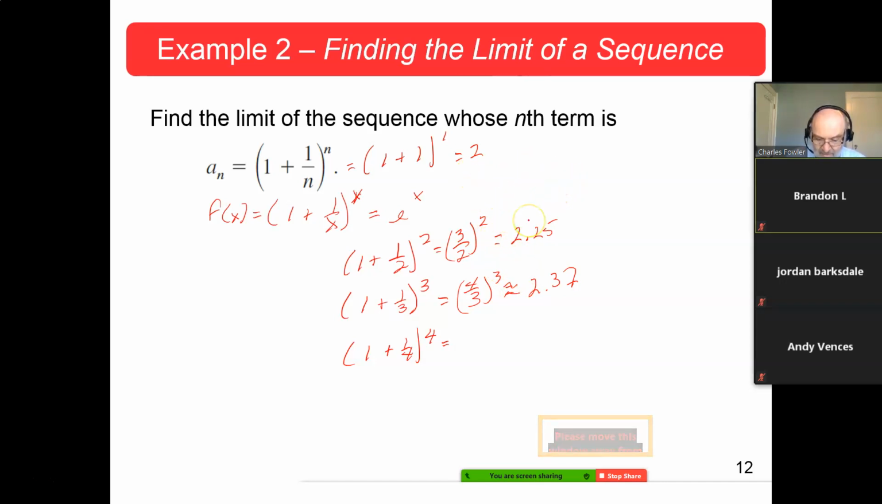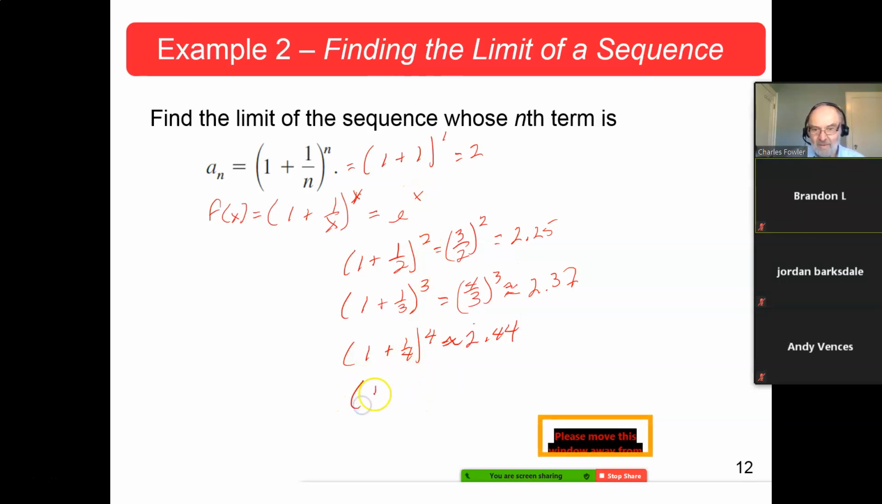Where is my pen now? There it is. It's approximately equal to 2.44. Okay, I said e to the x. I think this is just e.